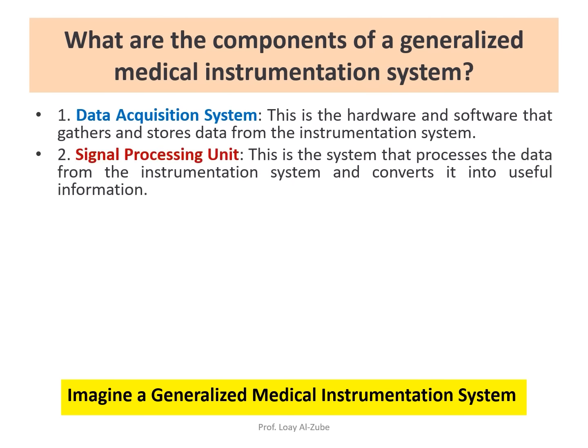Okay, signal processing unit. What is that? It is the Arduino and the Raspberry Pi, right? The first two of them are the most important for us as biomedical engineers. This is the system that processes the data from the instrument and converts it into useful information.